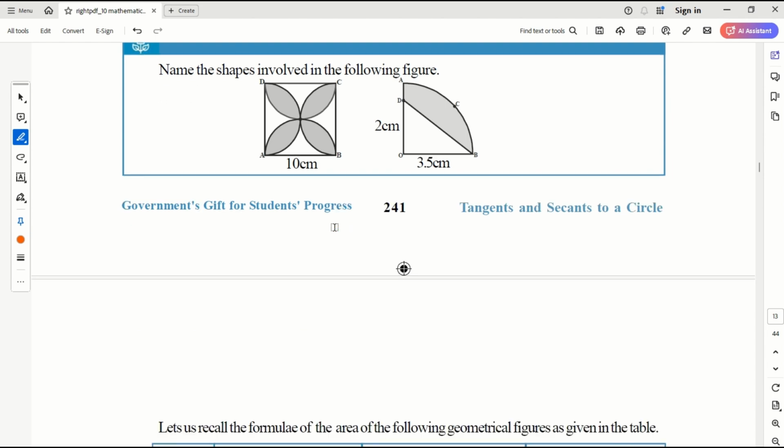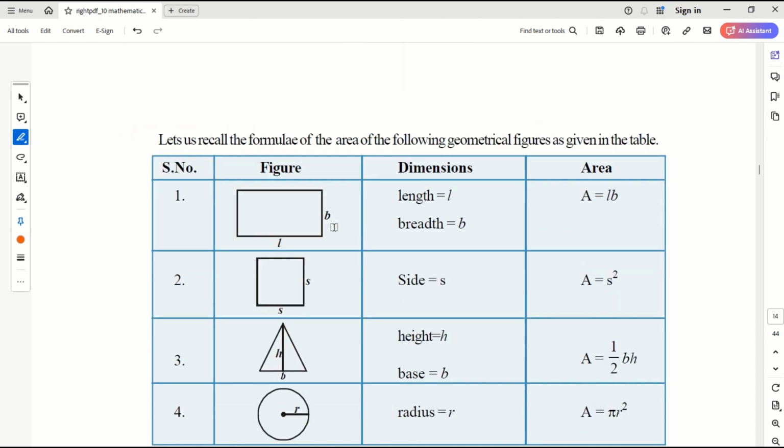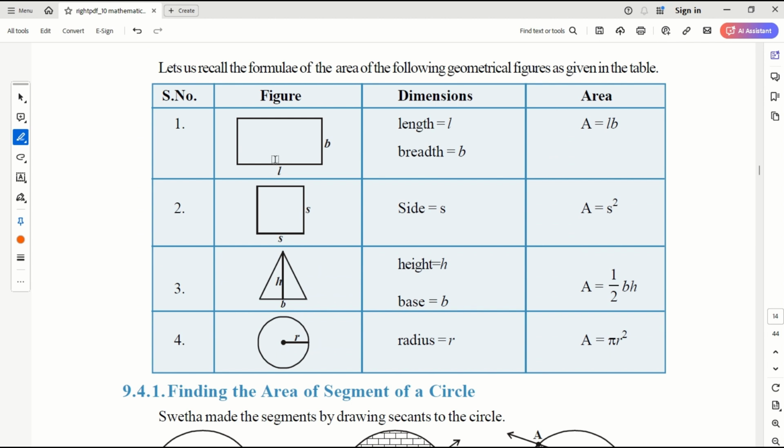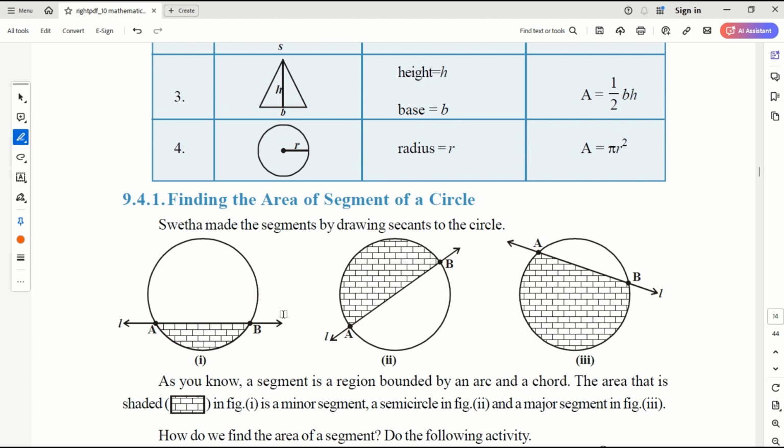How to calculate this, we will come to know. We'll go next, and just to refresh yourself, get to know areas of each figure. Rectangle it is length into breadth, square it is side square. For a triangle, it is half into breadth into height. For circle, it is pi r square, where r is the radius.